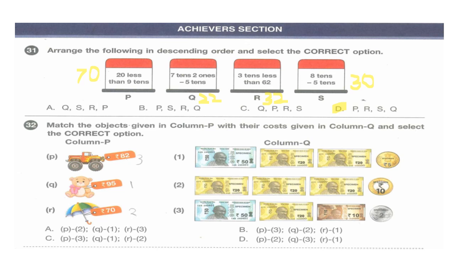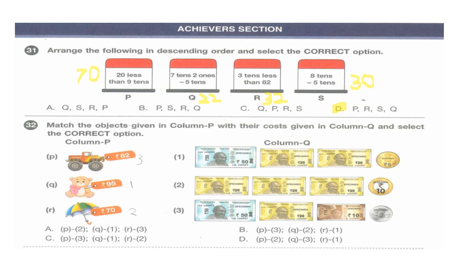Question number 32. Match the object given in column P with their cost given in column Q and select the correct option. Column P, a toy truck, cost is rupees 82. A toy teddy bear, cost is 95. R, umbrella, cost is rupees 70. In column Q, you can find the cost.